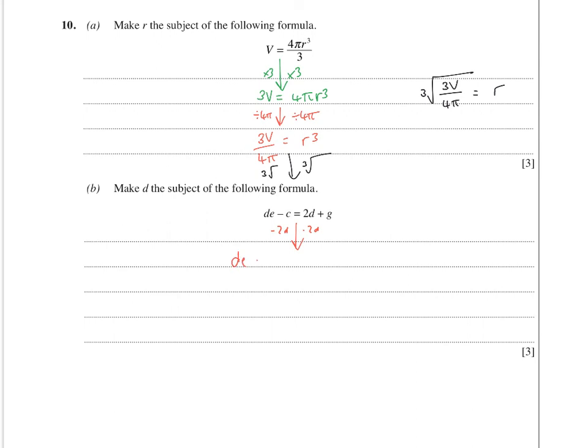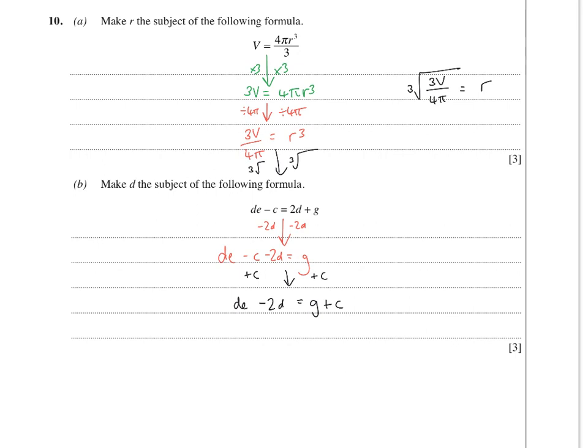That's going to give me DE minus C, so still all of this line here, but then also minus 2D is equal to G. The next thing I'm going to do is get rid of this C from this side, so I'm going to plus C to each side. So I'm going to get DE minus 2D is equal to G plus C. Now we're starting to get there.